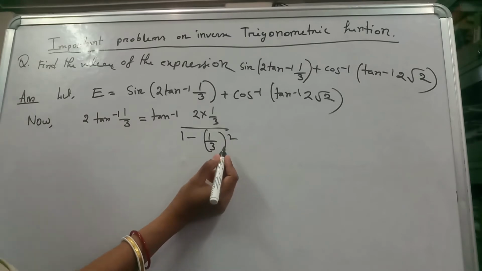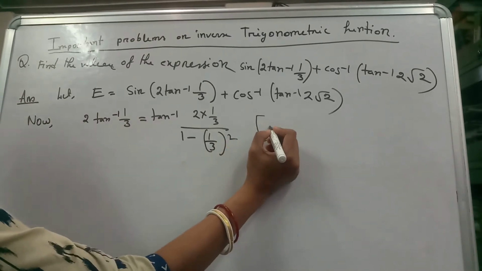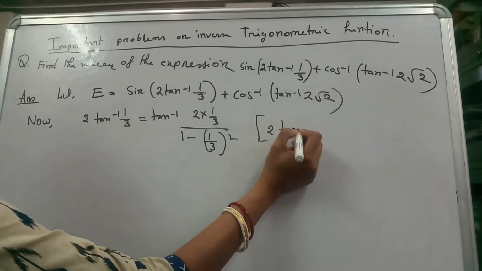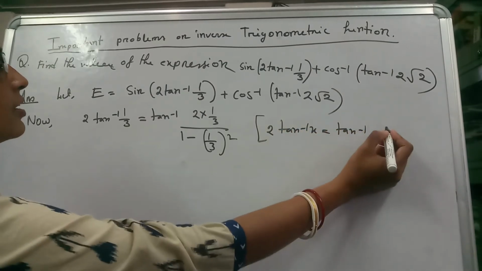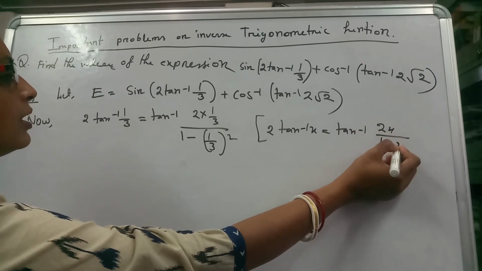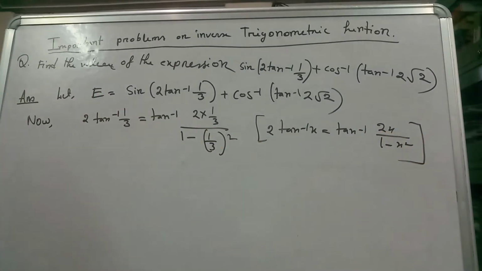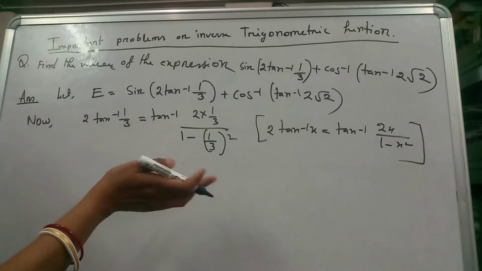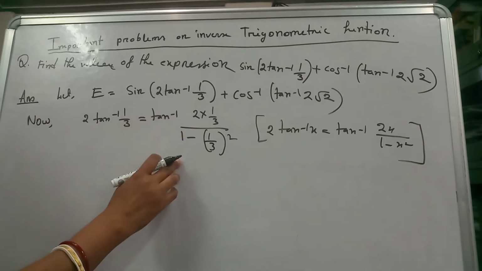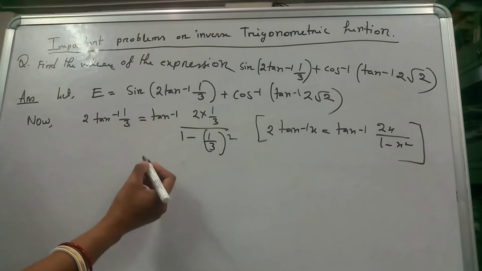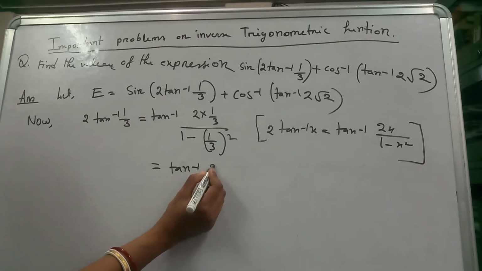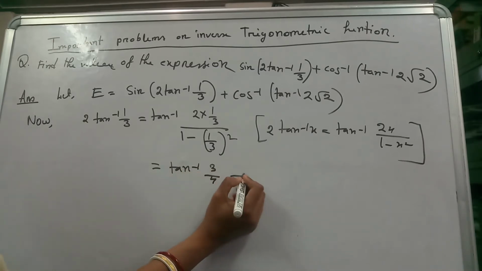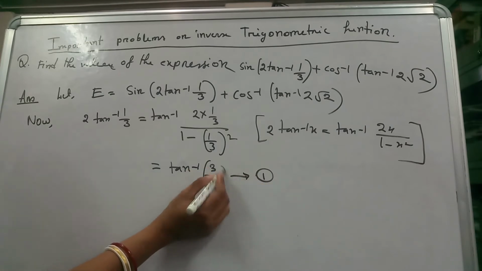According to our trigonometric formula, 2 tan inverse x equal to tan inverse of 2x divided by 1 minus x square. According to this formula we can write it this way. So after solving this we will get tan inverse 3 by 4. This is our equation number 1.